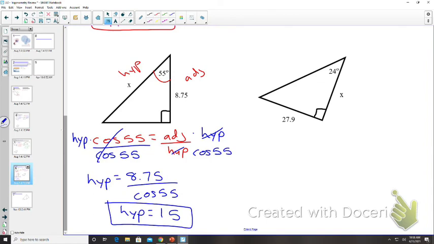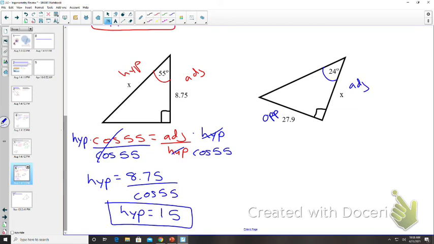Okay, so with respect to the angle that we know, 24 degrees, what is 27.9 and what is my x? Opposite and adjacent? Perfect. So we have opposite and adjacent. What do we want to use, Cody? If you have opposite and adjacent, you want to use sine? No. Opposite and adjacent.